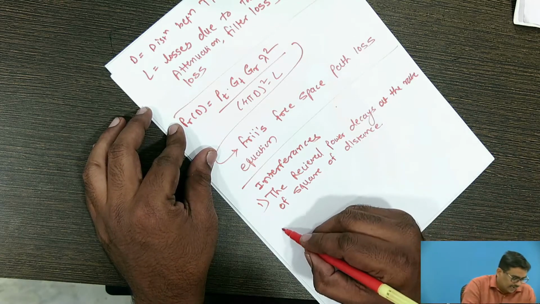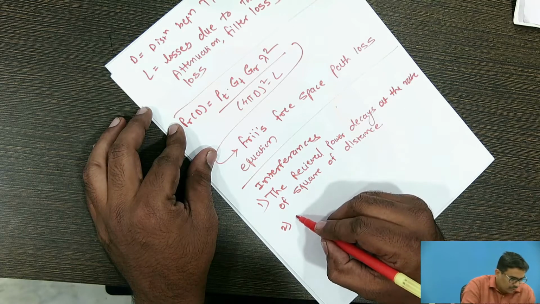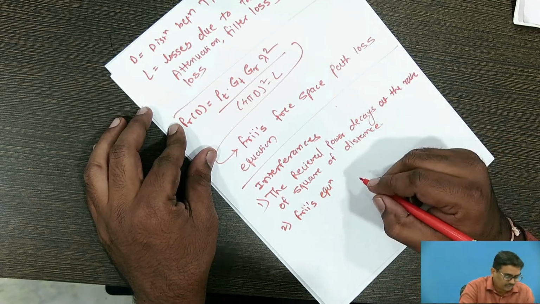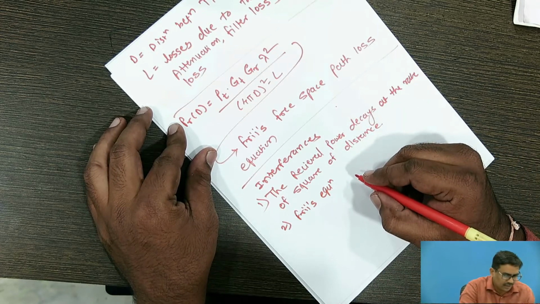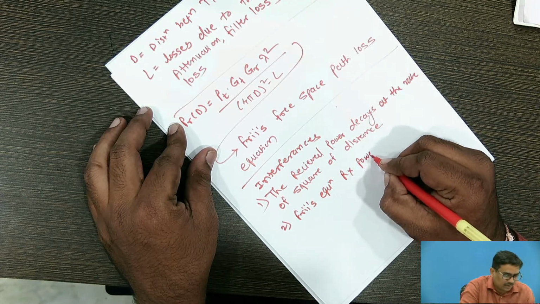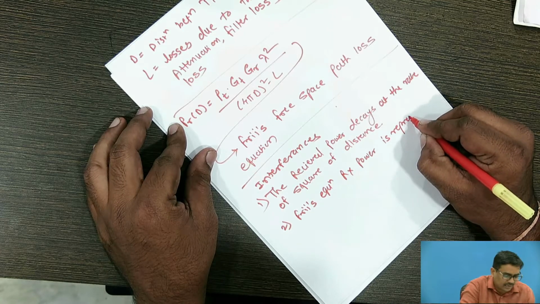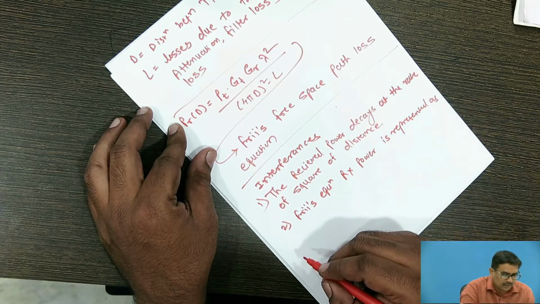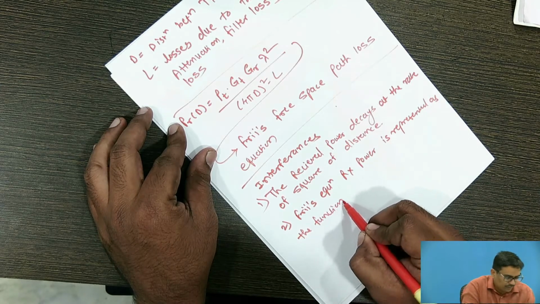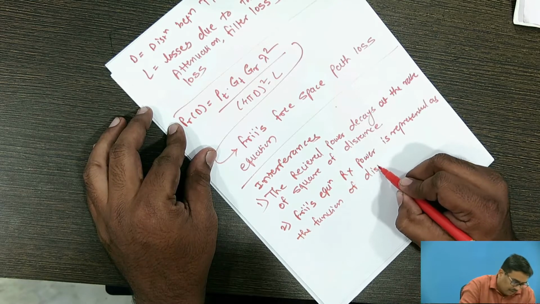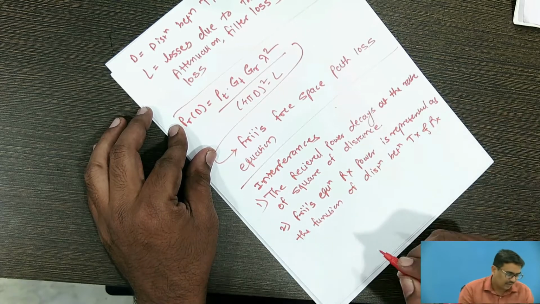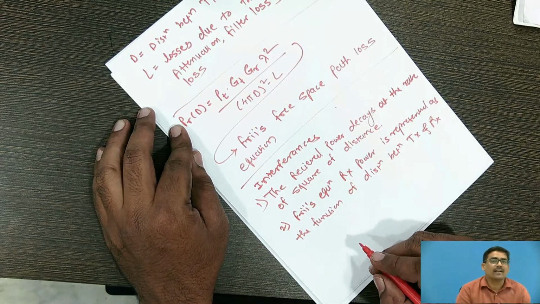Now the second inference we get according to the Friis equation: the received power is represented as a function of the distance between transmitter and receiver. Okay, so this is the second inference we got.